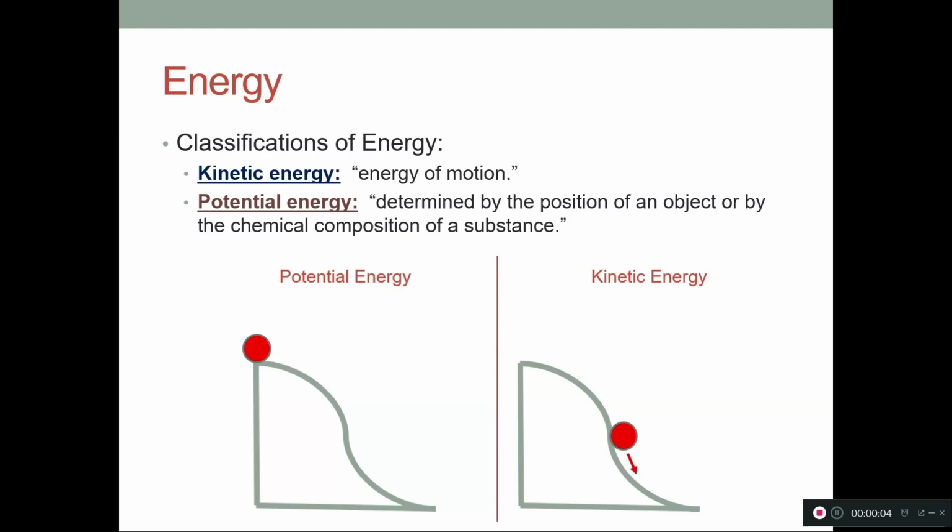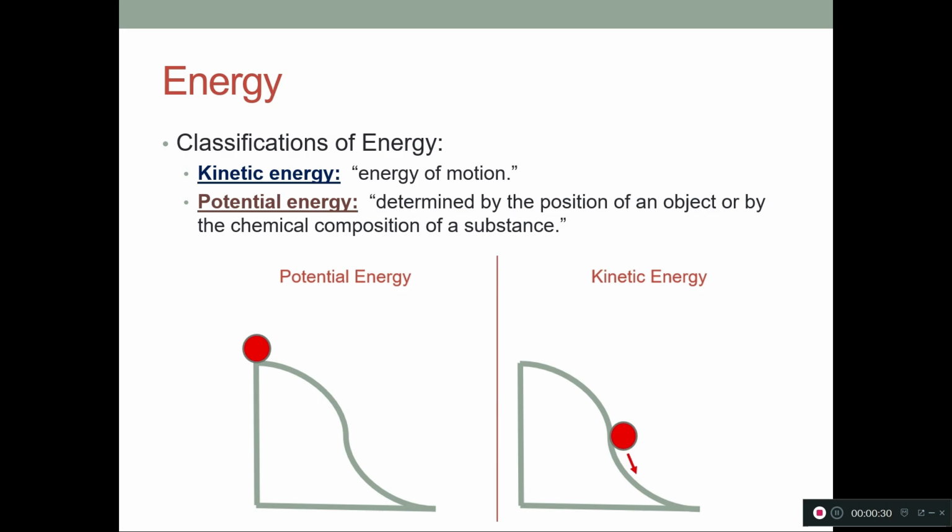In this video, I'm going to talk a bit about energy and thermodynamics. Energy can be broadly classified in two different ways. We can have kinetic energy, which is the energy of motion, and potential energy, which is the energy that's determined by the position of an object or the chemical composition of an object. And so the potential energy is how much energy you could get out of the system.